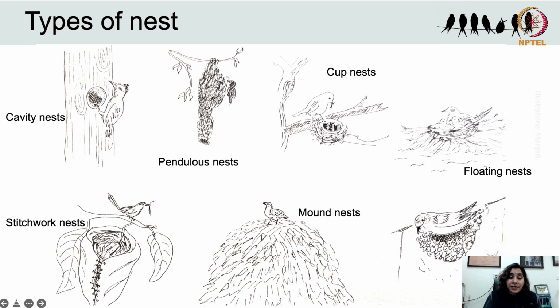I have illustrated some different kinds of nests. Shown here is a cavity nest, a pendulous nest, cup nests, floating nests, which are basically made of vegetation floating on water, found in several water birds, stitchwork nests as that of the tailorbird, mound nests as that of the megapode, and mud nests as that of the swiftlets.